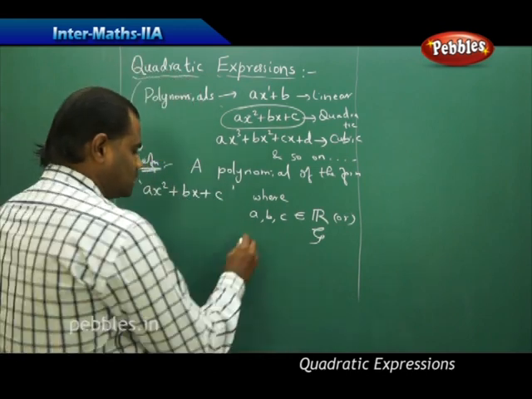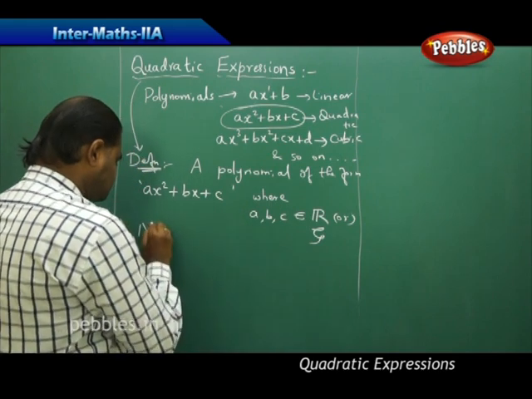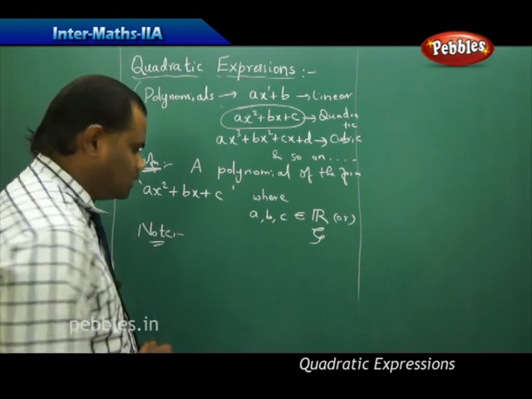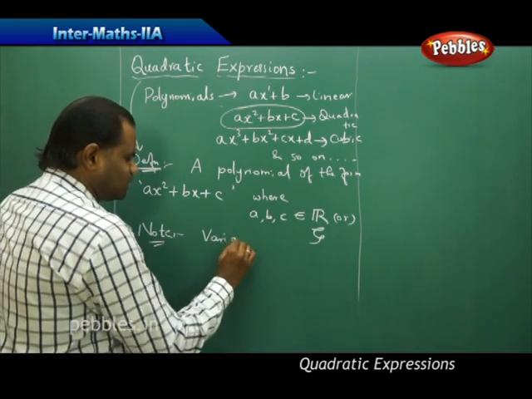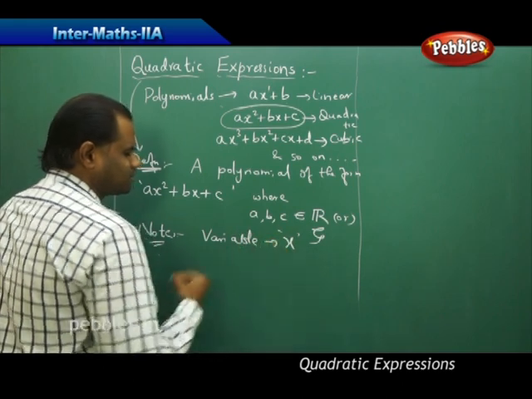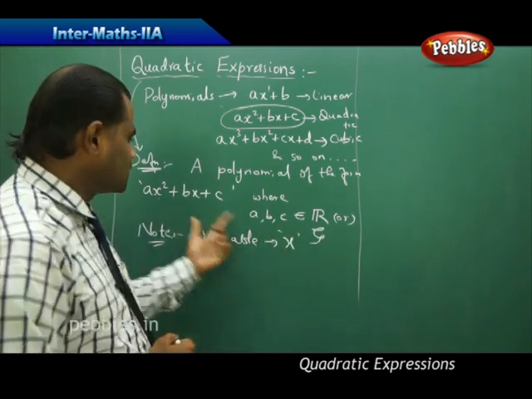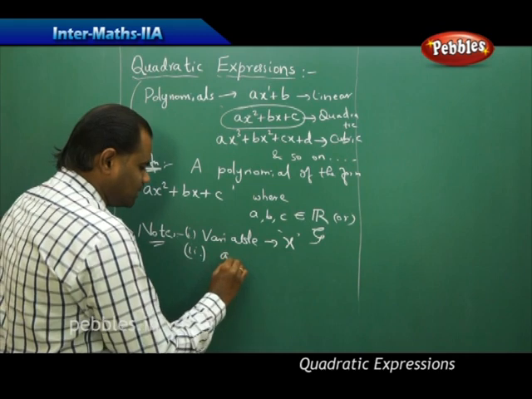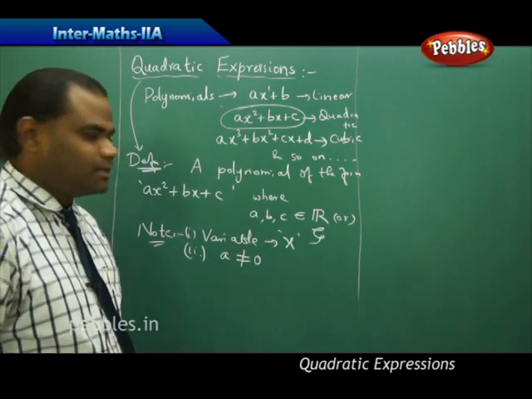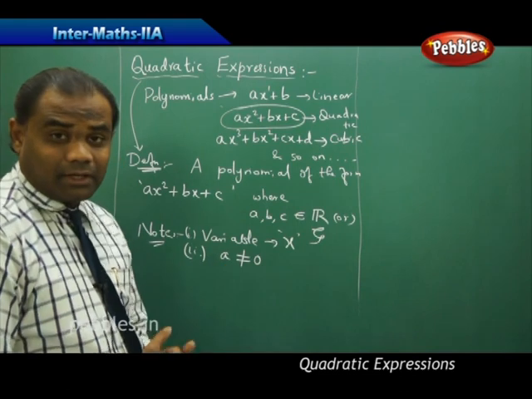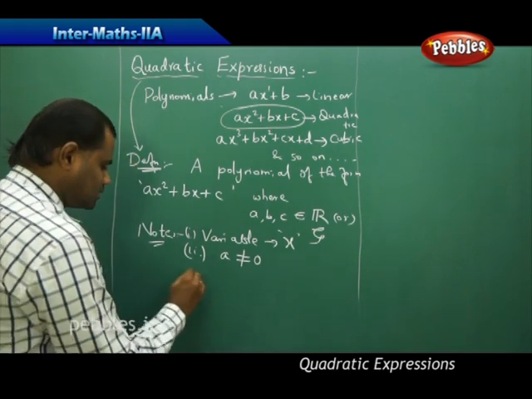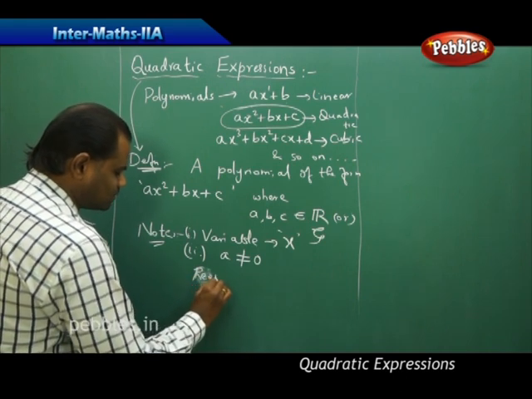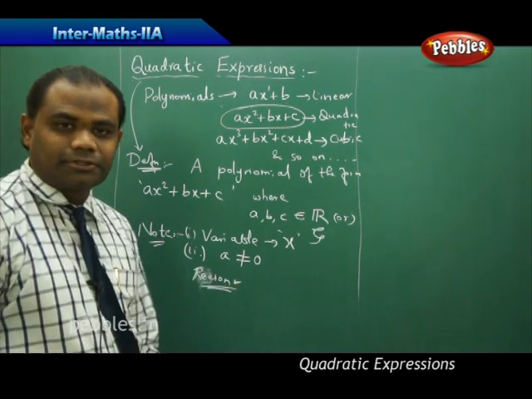So under these conditions, note, this is called a quadratic expression in one variable, where the variable is identified to be x. So in this case, the unknown or the variable is identified to be x. And the second most important note is that a should not be equal to 0. So in this definition, I don't have a equal to 0, because, let's take this as a reason to support my statement that a strictly should not be equal to 0.